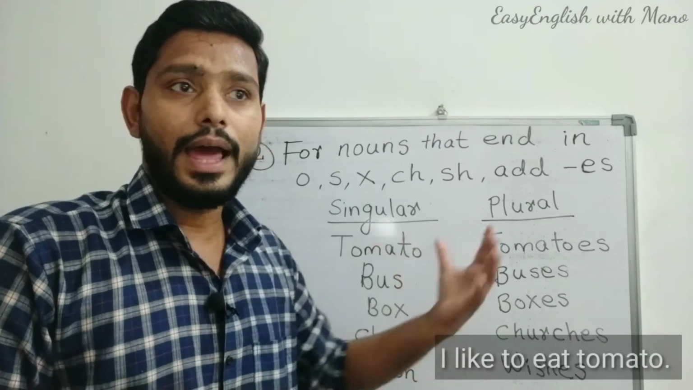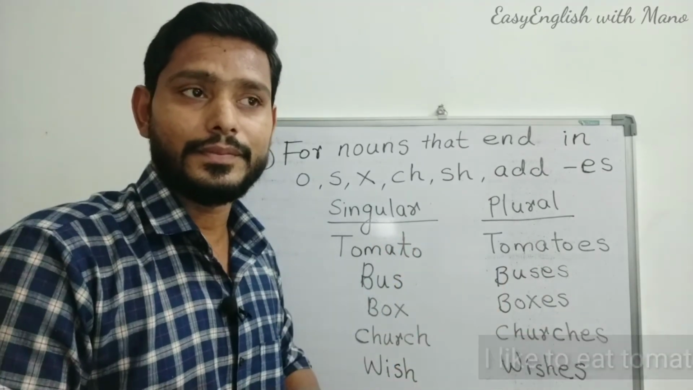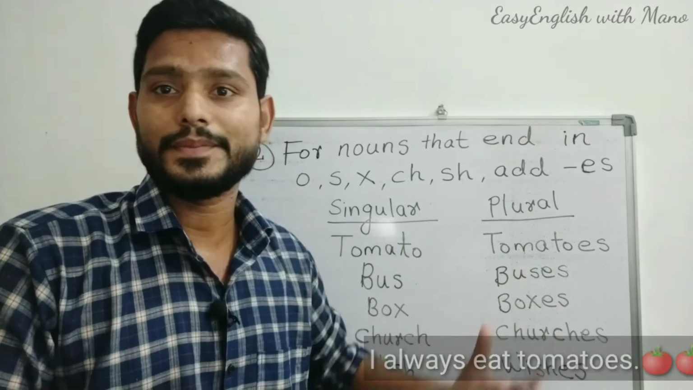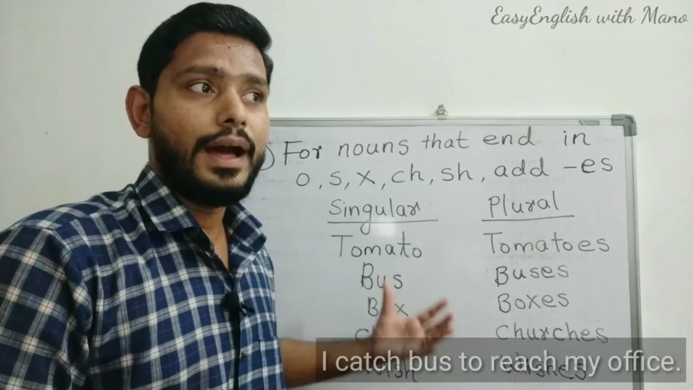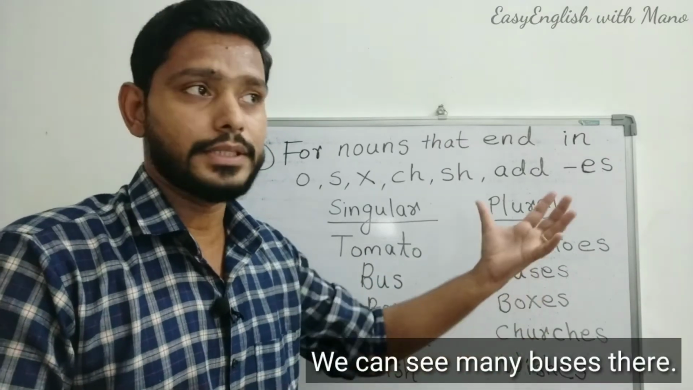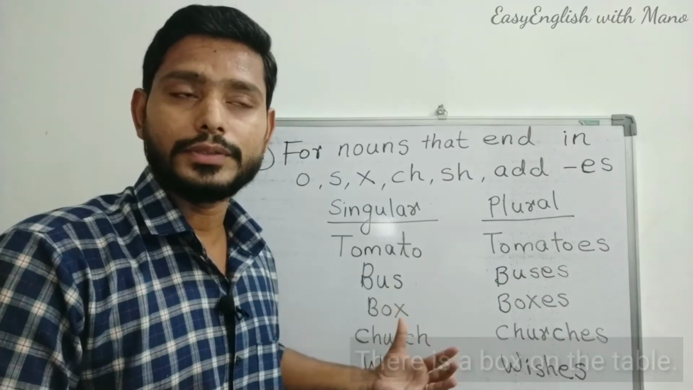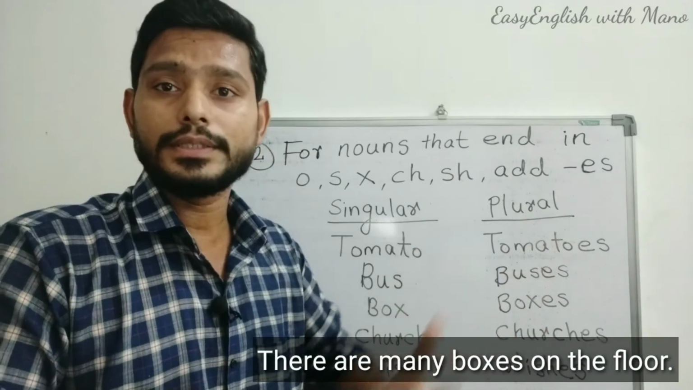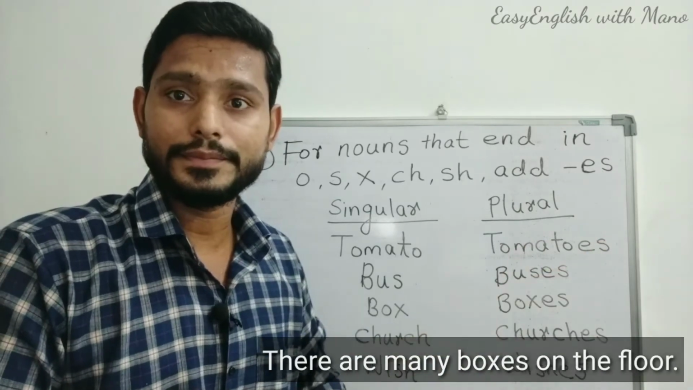Tomato. I like to eat tomato. I always eat many tomatoes. Bus. I catch a bus to reach my office every day. We can see many buses there. Box. There is a box on the table. There are many boxes on the floor.